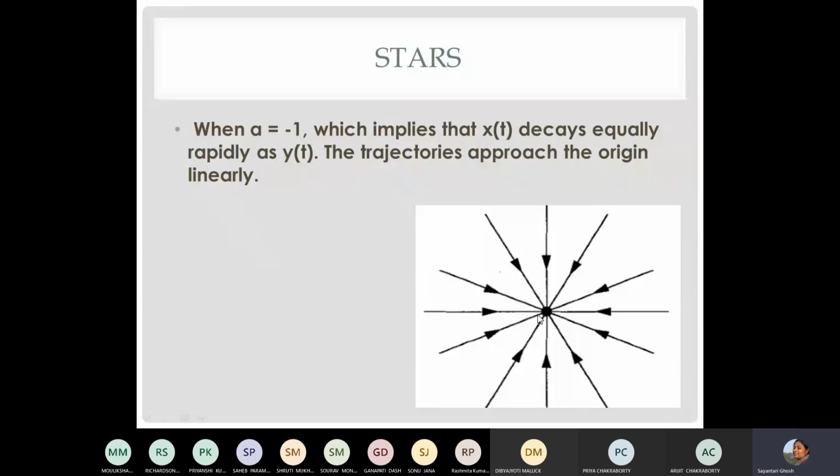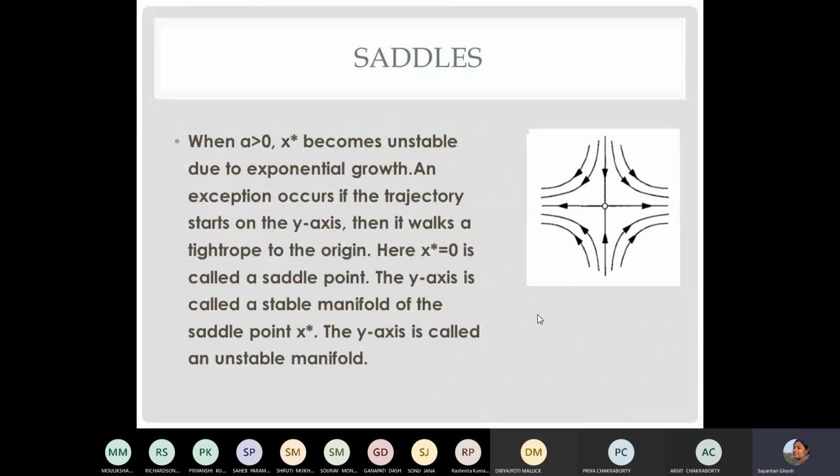So these are called stars. Stars are also nodes, but because they look like stars, we give them a special name, and they sometimes create some very special cases. So we keep them apart from the nodes and we call them stars. Okay, and the third scenario where we stopped was saddles.